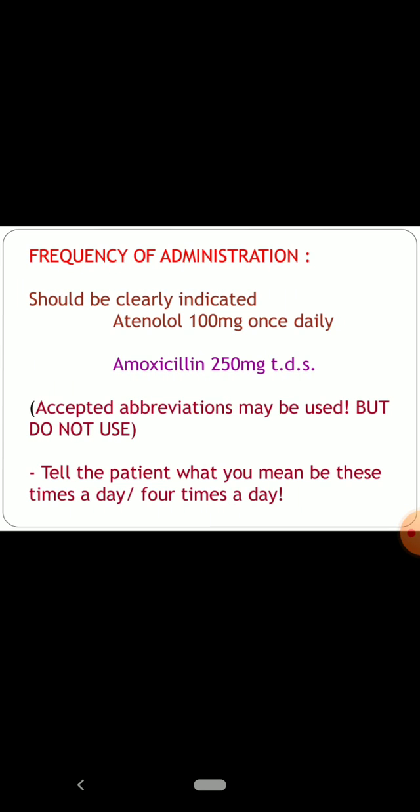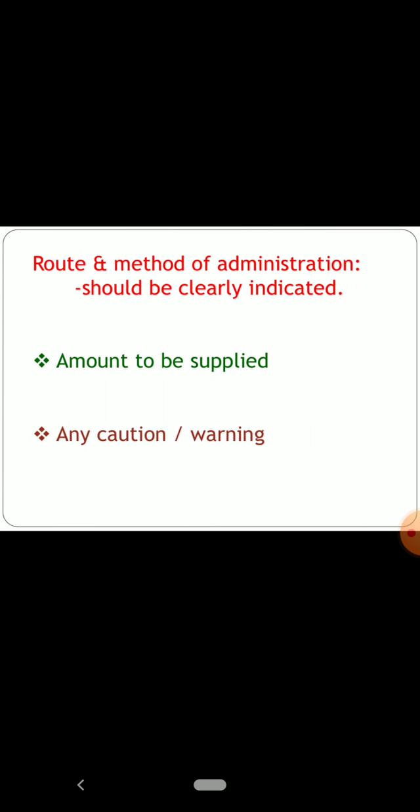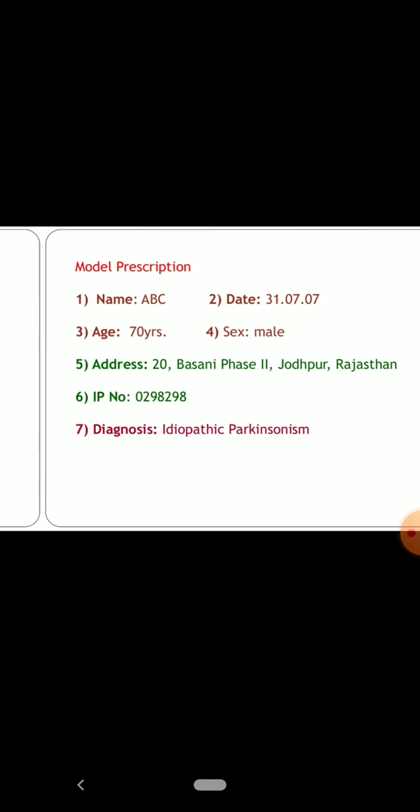The next is the frequency of administration, which should be clearly indicated, like atenolol 100 mg once daily, amoxicillin 250 mg TDS. Accepted abbreviations may be used, but do not use those that are not accepted. Tell the patient what you mean, three times a day or four times a day. The route and the method of administration should be clearly indicated. The amount to be supplied and any cautions or warnings should be written in the prescription.